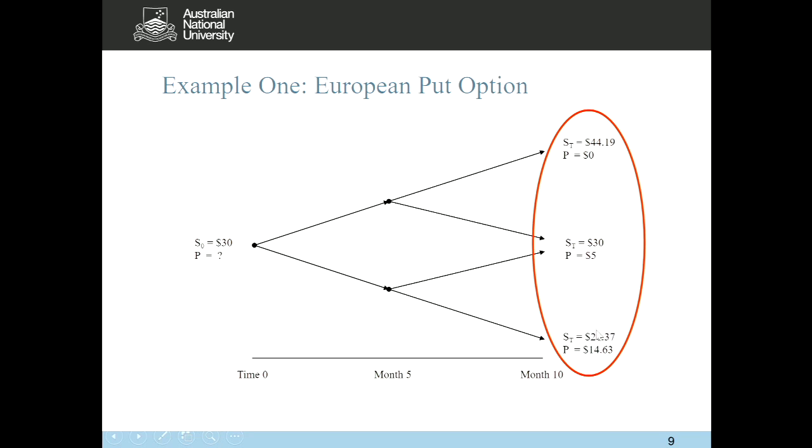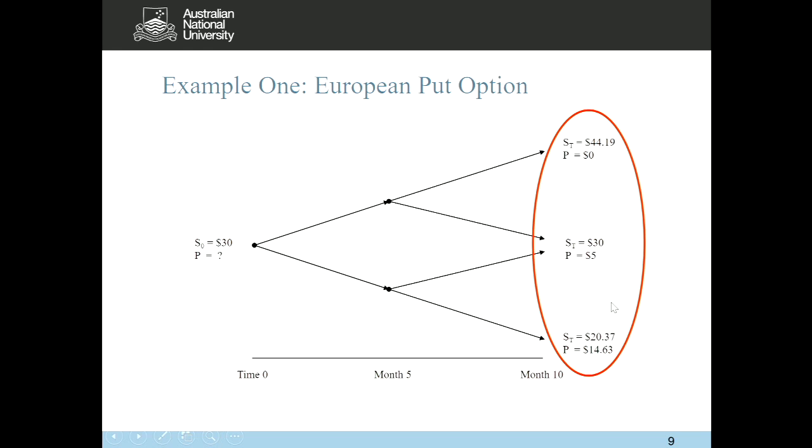How about the share price ending up really, really low, $20.37? There's only one unique way that you can get a share price of $20.37, which is to take this current $30 price, going down, then going down again, right? So we get the share price down here.